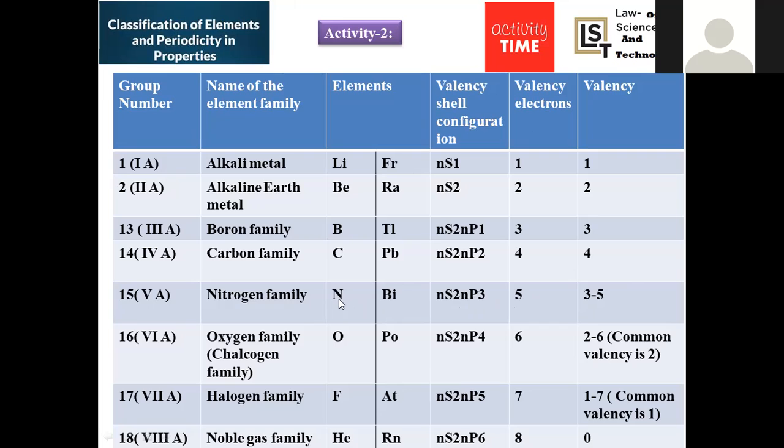I'm taking the simplest example, nitrogen. When you go with ammonia, how many bonds are around nitrogen? Ammonia is NH3, meaning nitrogen is surrounded by 3 bonds with 3 hydrogens. That is the common valency of nitrogen. Nitrogen will not form 5 bonds. What could be the reason? Even though we have 5 outermost electrons, nitrogen fails to form 5 bonds.